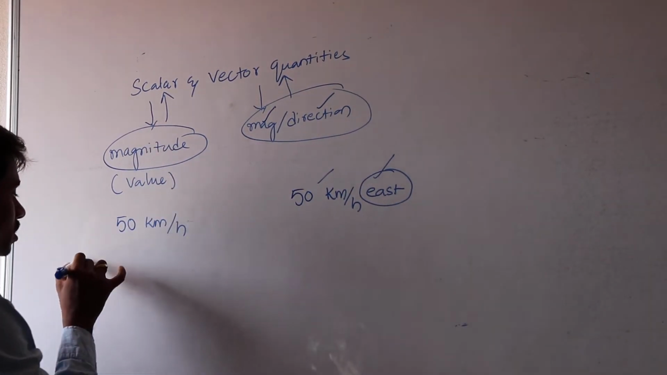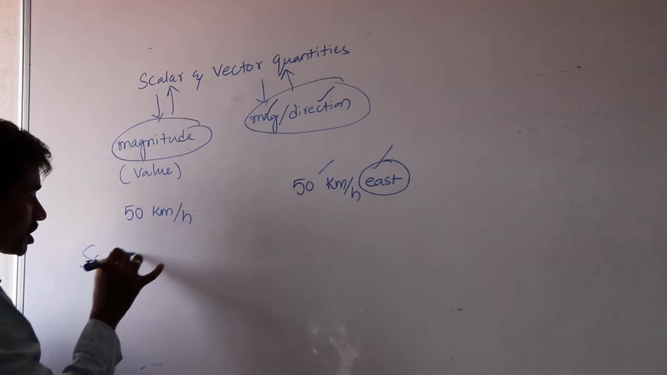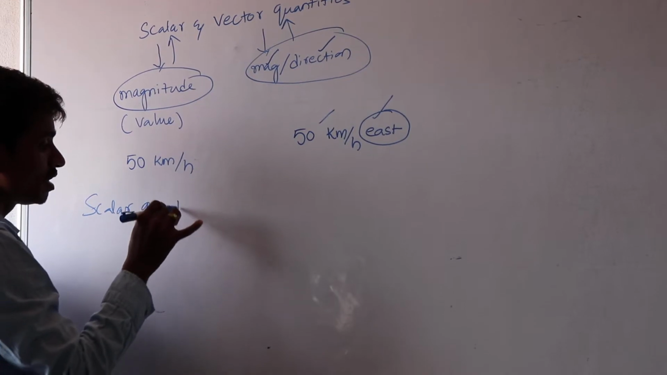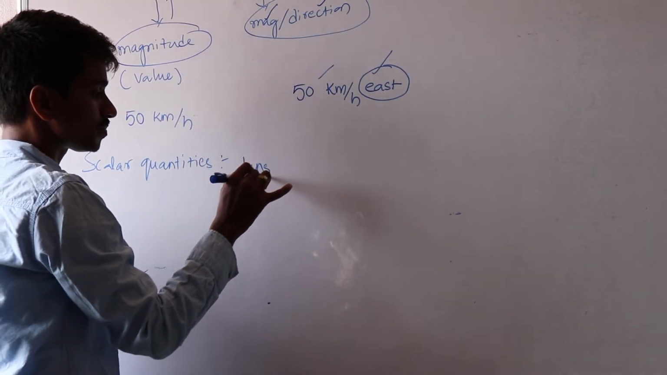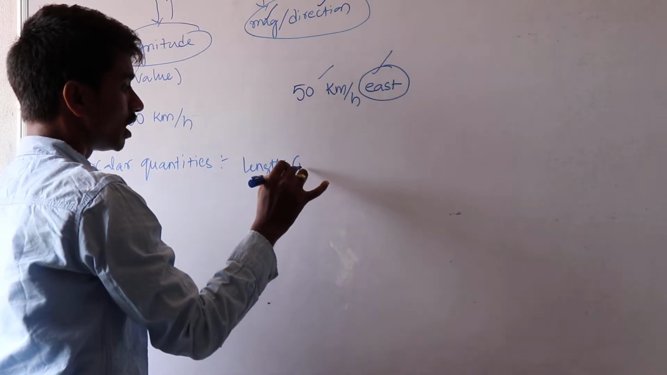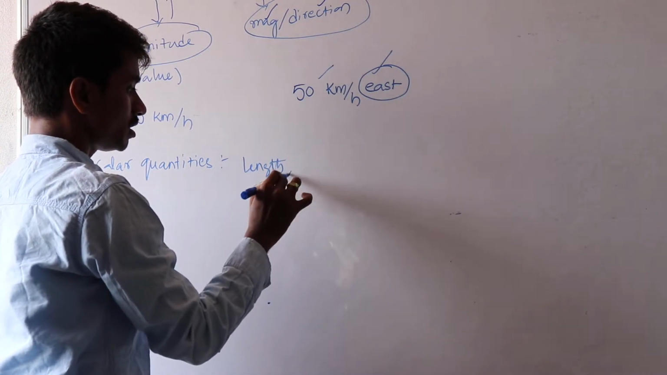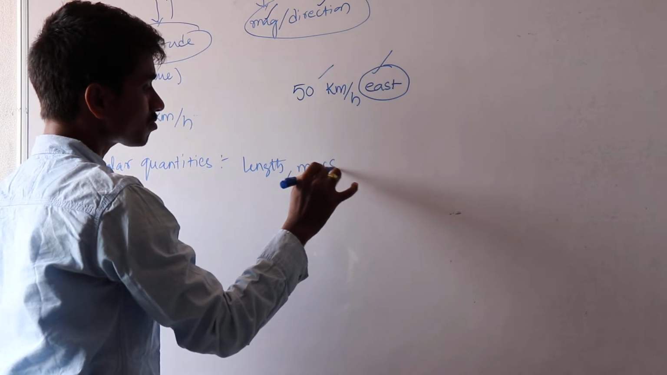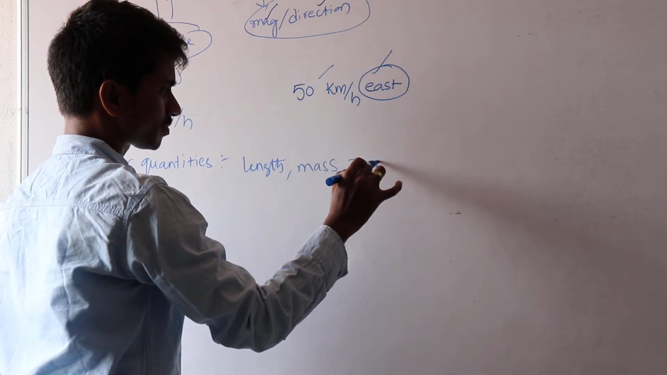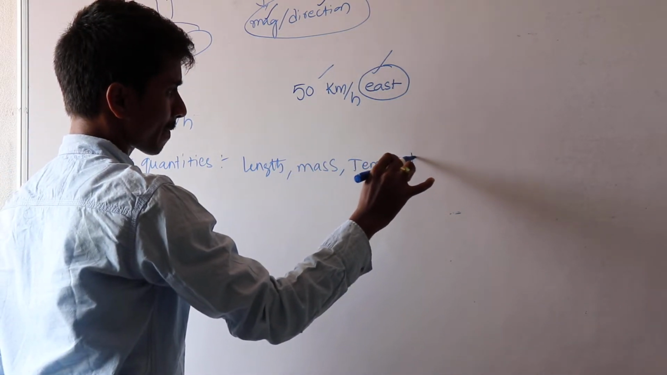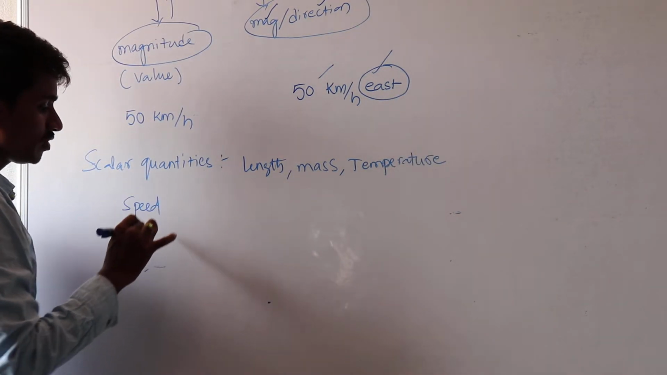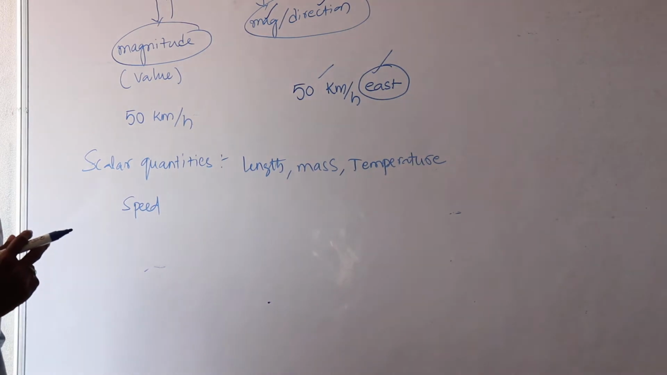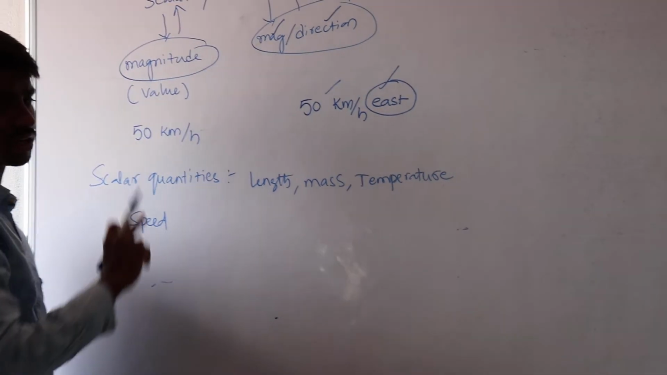So let's see examples of scalar quantities. The best examples: length, mass, temperature, speed. Don't get confused with derived quantities and fundamental quantities.